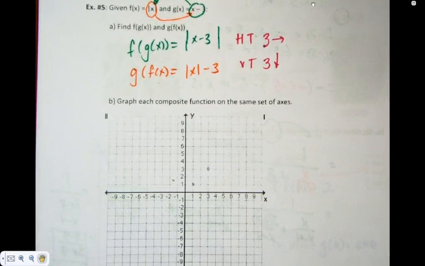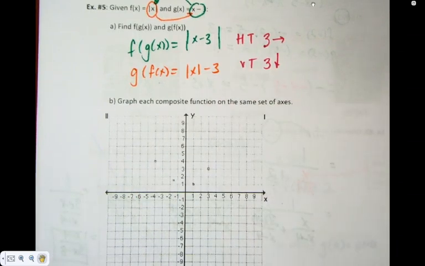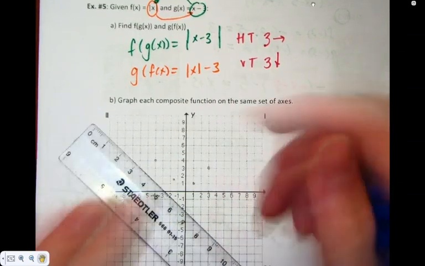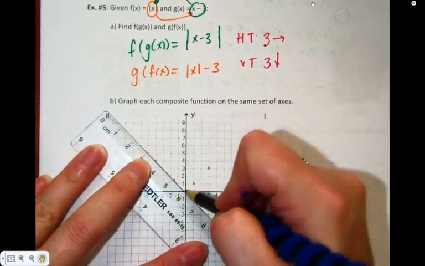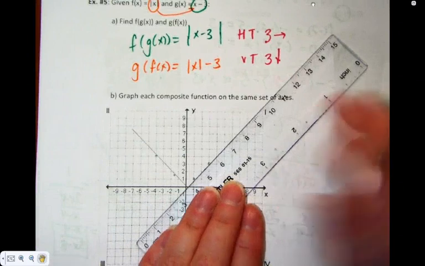Give me some more points. I think you meant positive, Thor. Yeah, I'm with you there. And obviously the origin's going to be in there. So I'm just doing this one in pencil because he's just our base graph. He's not part of either of our compositions.